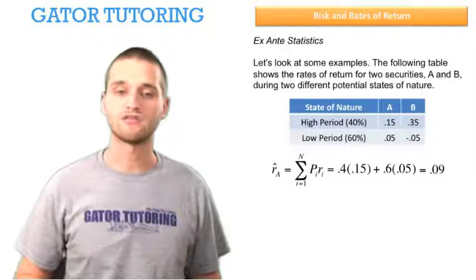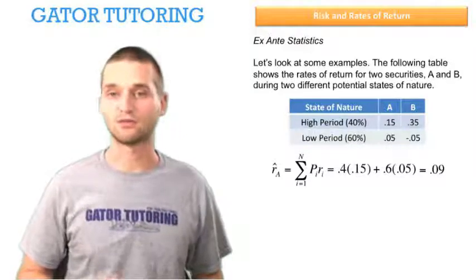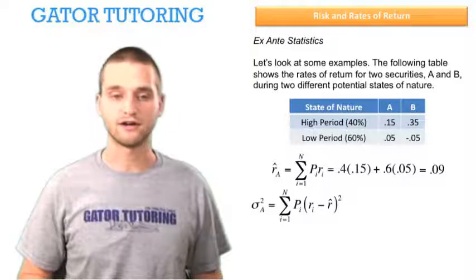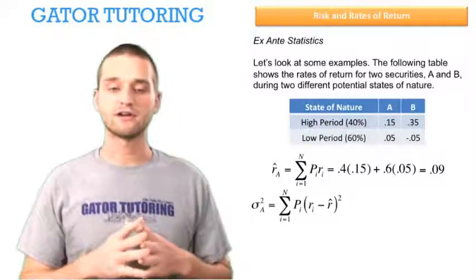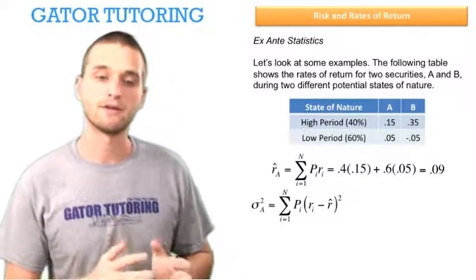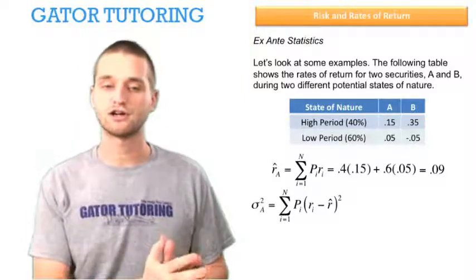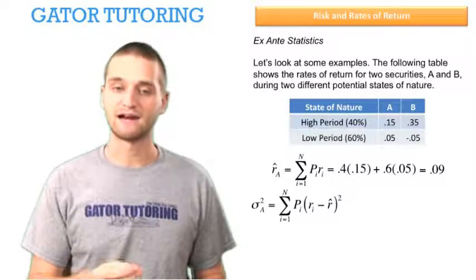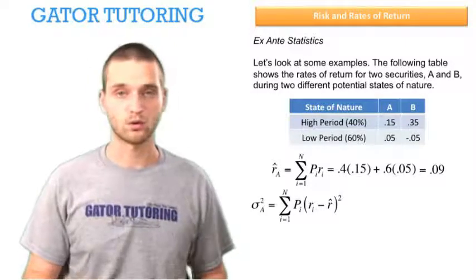When we do that, we see that we expect to earn 9% with security A. Let's calculate the variance for security A. Remember, the variance is the sum of the probability of each state of nature occurring times the difference of the return in that period and the actual expected return squared.